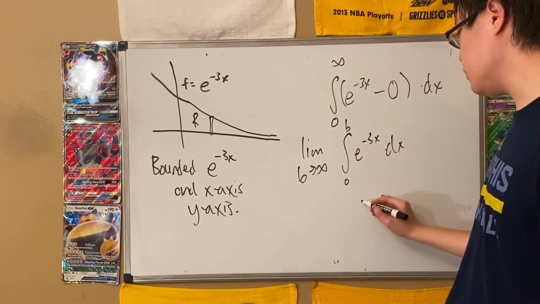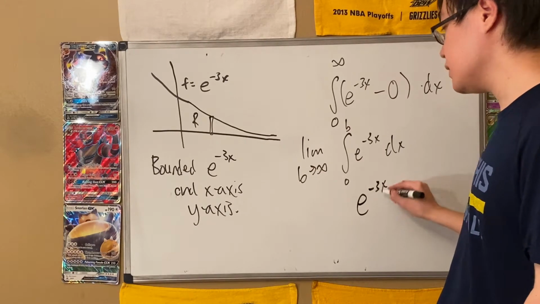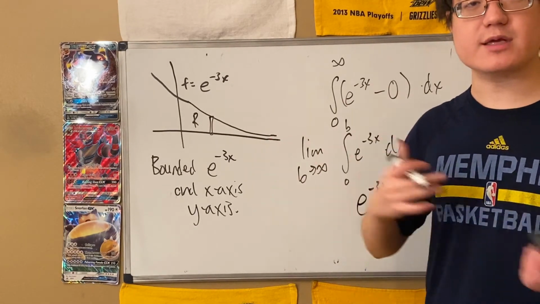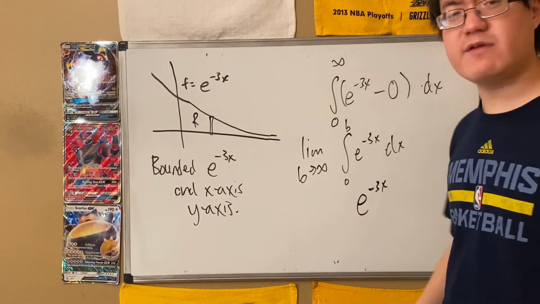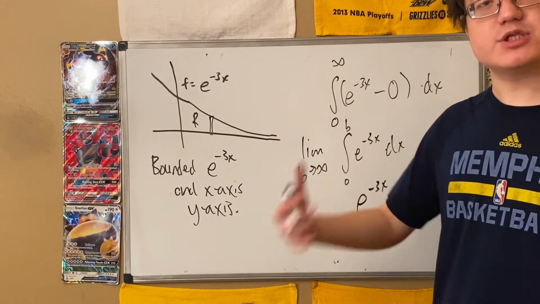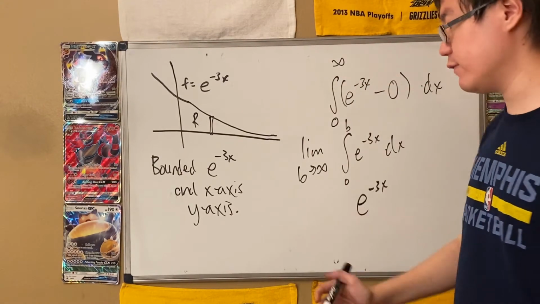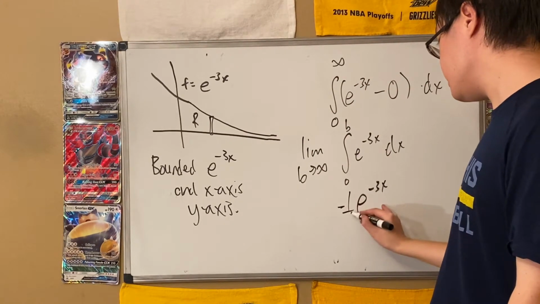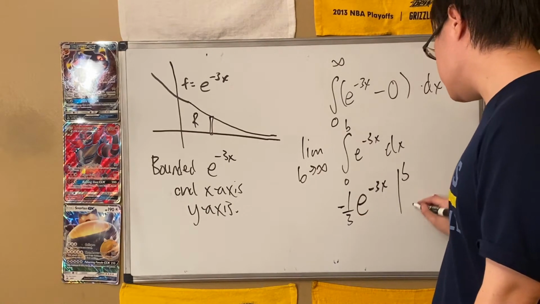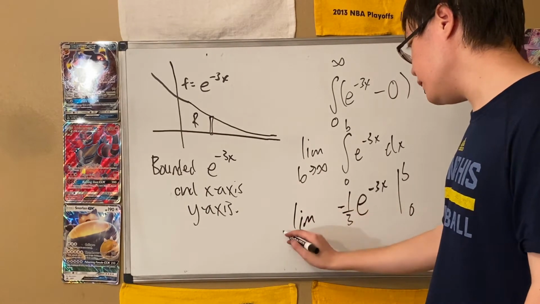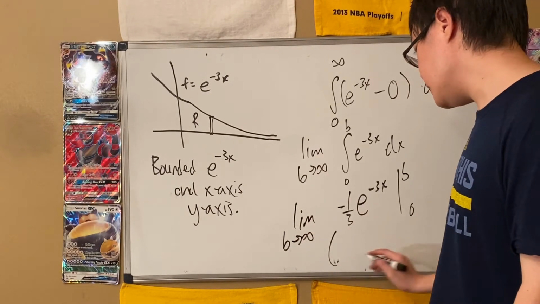So when we take this integral, instead of writing e to the minus 3x, because the antiderivative of e to anything is e to that thing, instead of multiplying by negative 3, that would be the chain rule, what we're going to do is multiply by negative 1/3. We're going to divide by negative 3 instead. So it's going to be negative 1/3. Then we're going to plug in b and 0, where b is going to infinity. So it's going to be top minus bottom.